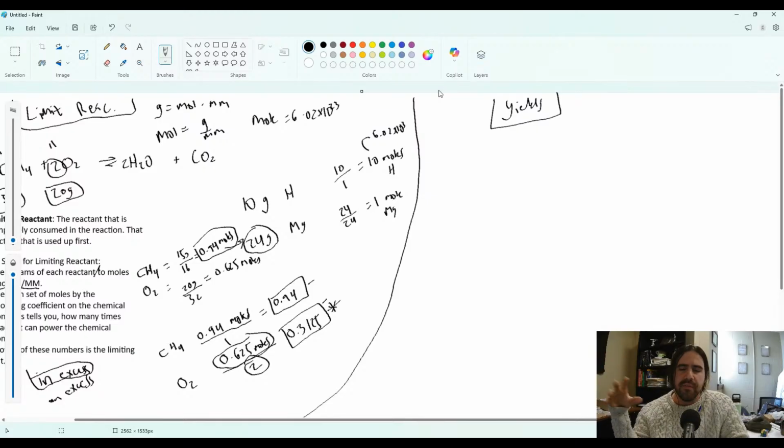Another common question you can ask is, how much are we making of a thing? And that is a question about yield. So, what is the yield of a chemical equation? What is the theoretical yield? What is the actual yield? What's the percent yield? But essentially, they're all asking about how much of the product are we actually making?